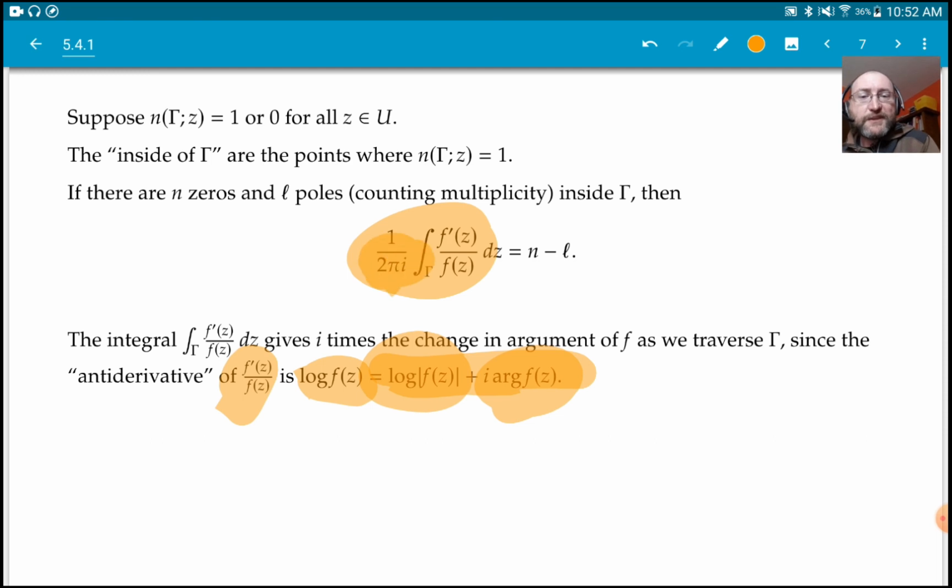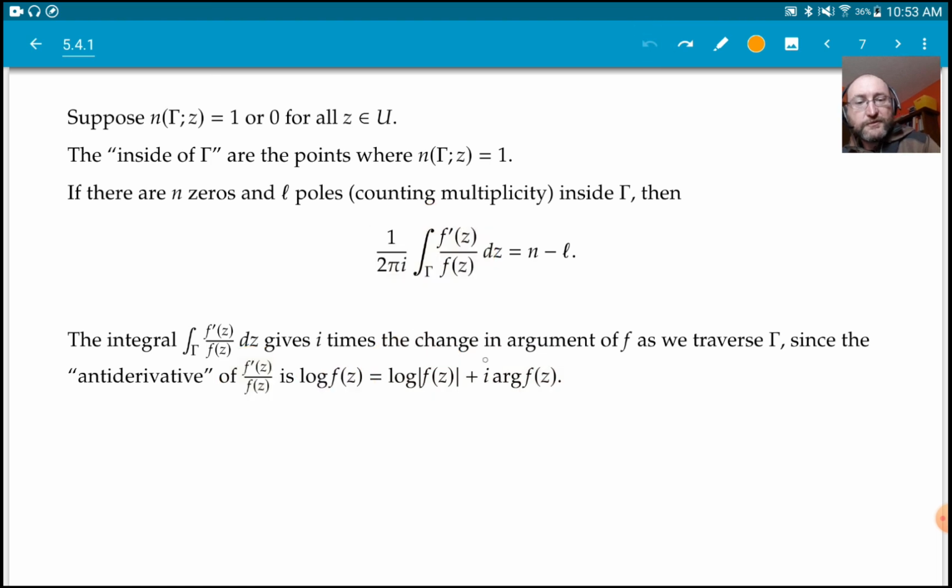And we divide by the 2 pi i. Well, the i because of this i in front, and then the 2 pi because we really want to count how many multiples of 2 pi we got. All right.